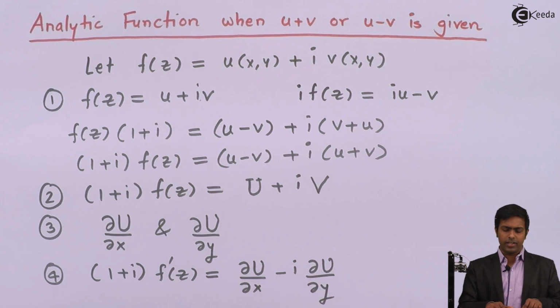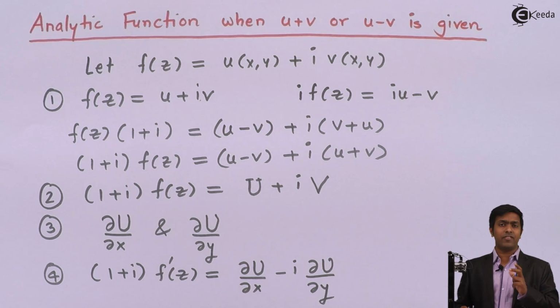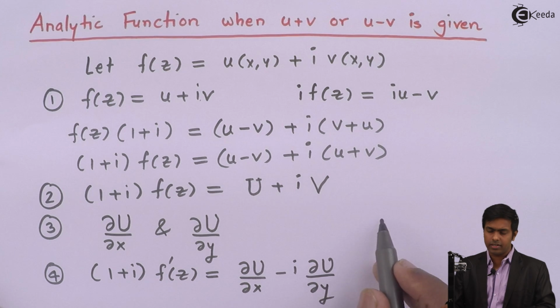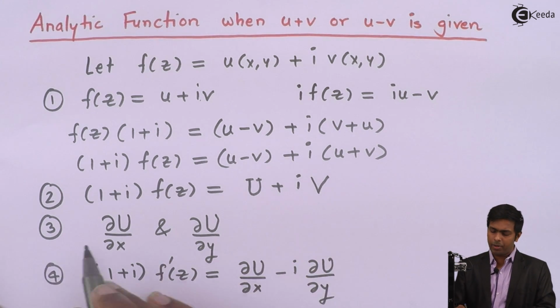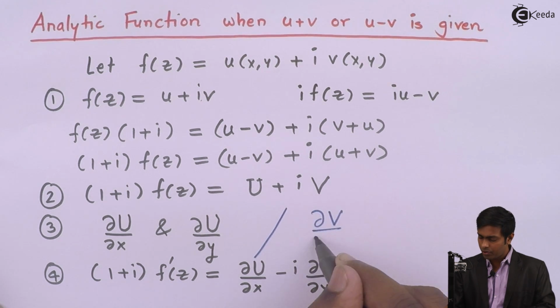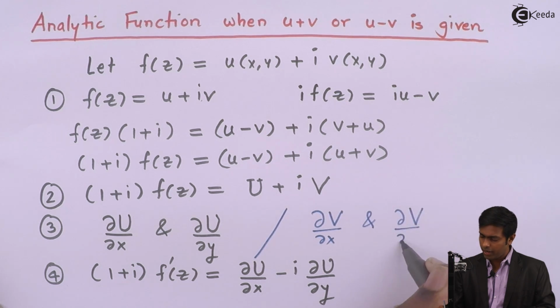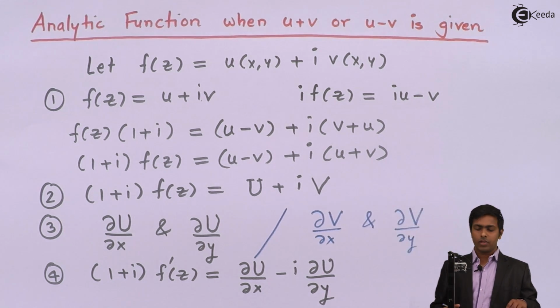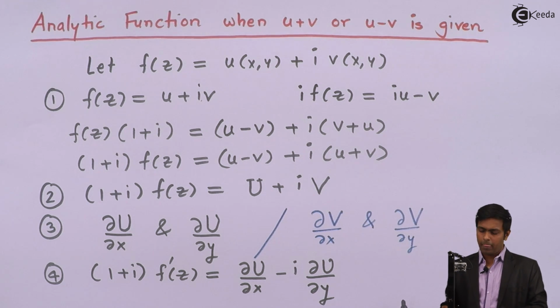So since capital V is given, I am going to find out the derivative which are related with v. So here I will write down in different color. So that time in step number 3 we are going to find out ∂v/∂x and ∂v/∂y. So this v is capital.